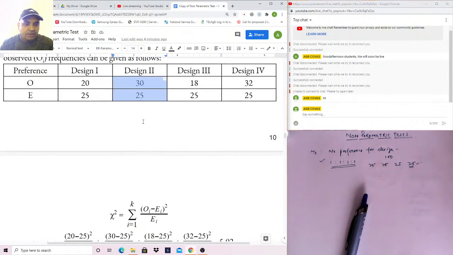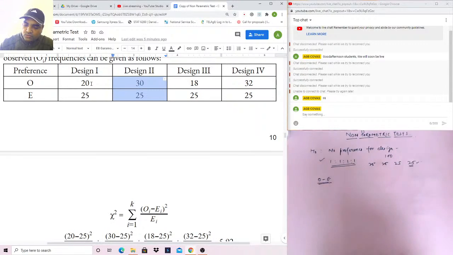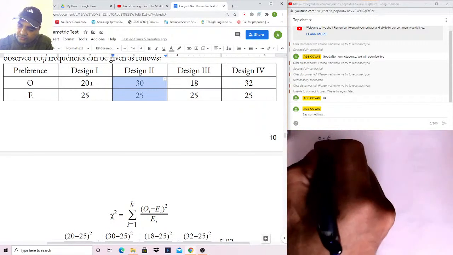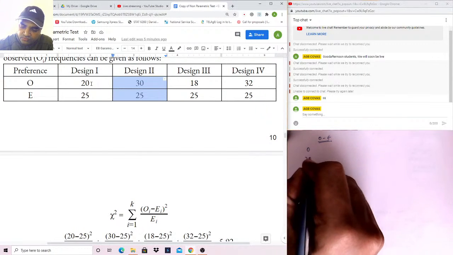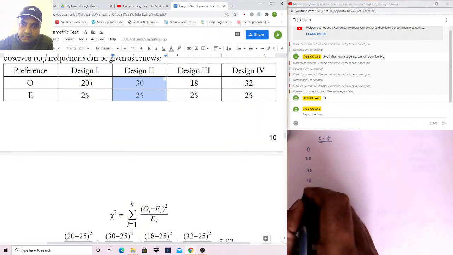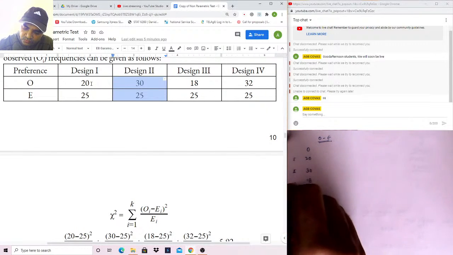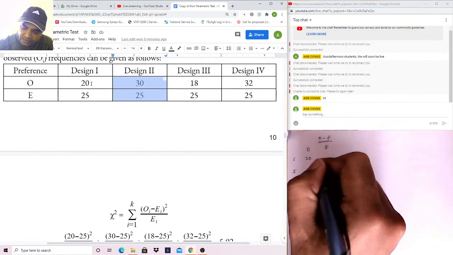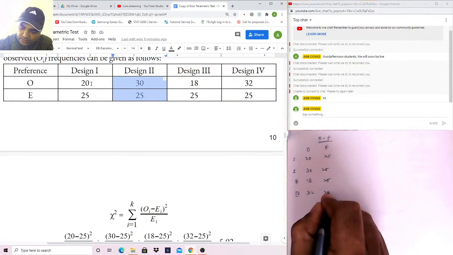Okay, so how to do that? Here we have to find out the value of O minus E, isn't it? So we have these observed frequencies. What are the observed frequencies we have? We have 20, 30, then 18, and then 32. This is for design 1, design 2, design 3, and design 4. What are the expected frequencies? 25, 25, 25, and 25.